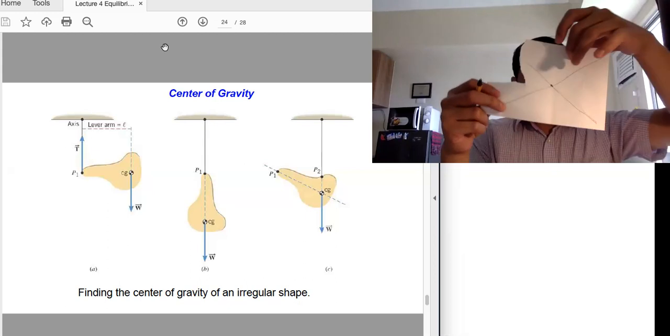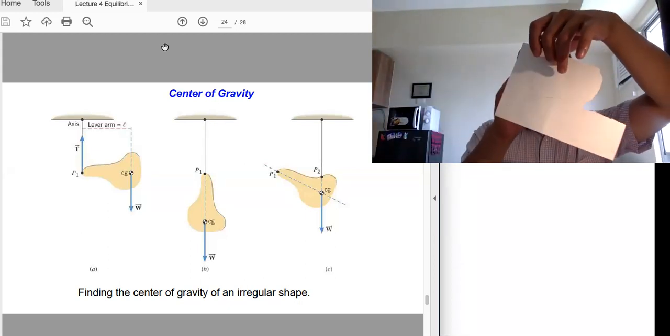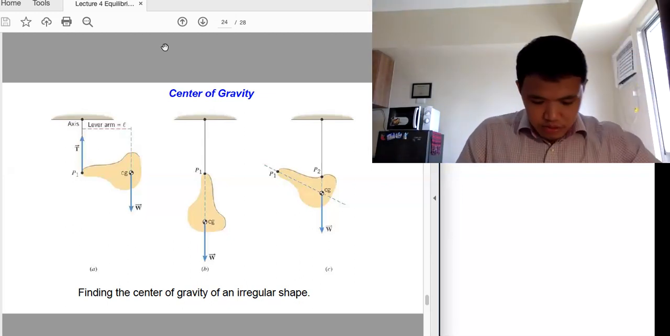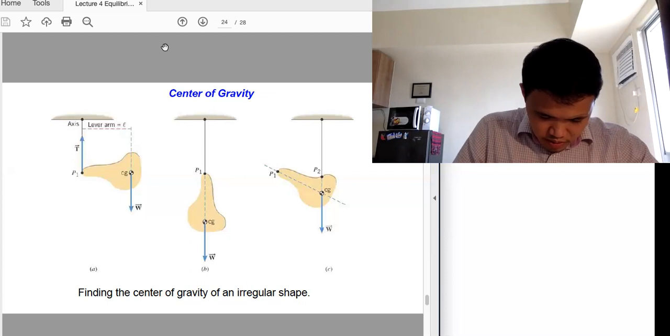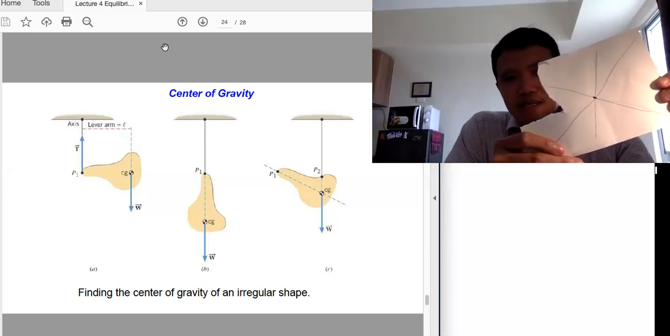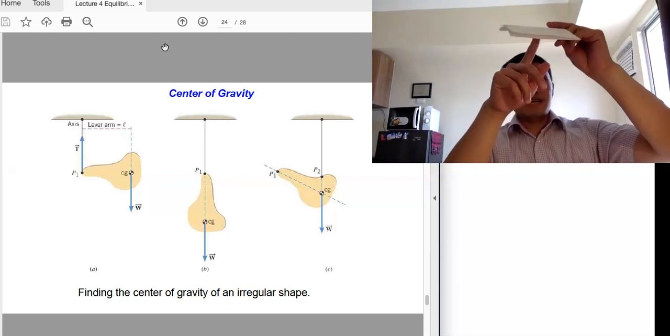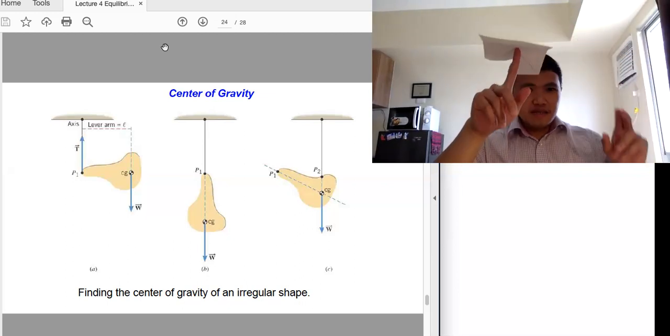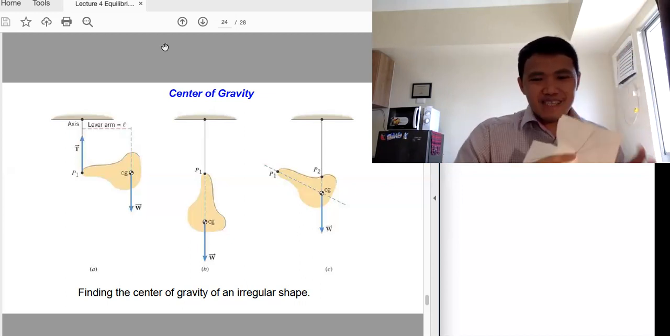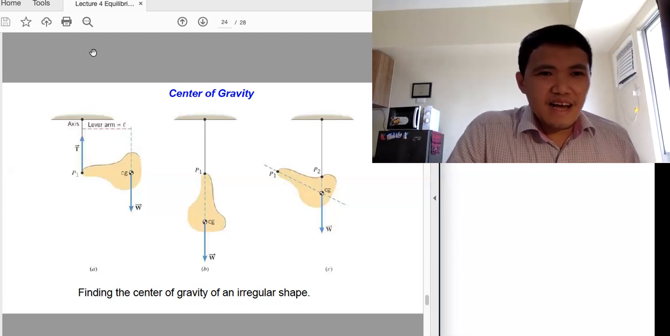Pwede ka ring mag-drawing ng isa, to check. Okay na yun. So, more or less, nandito daw. So, tingnan natin. Sa plumb line method, you can check it kung dyan nga siya mag-balance. So, effective yung plumb line method. Nag-balance siya dyan. Yay! Okay. This is Alan's. I don't know.